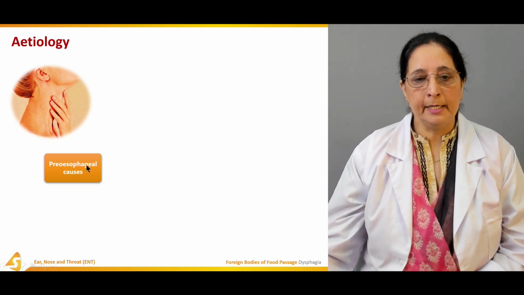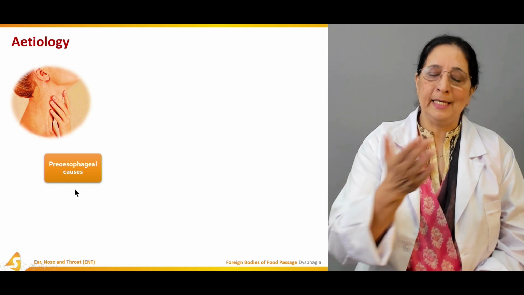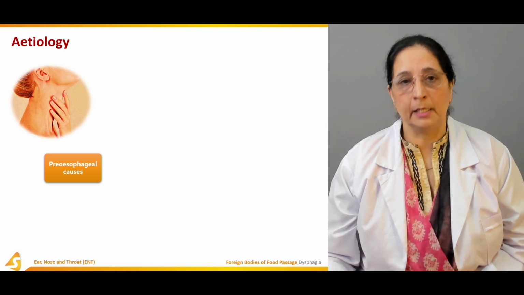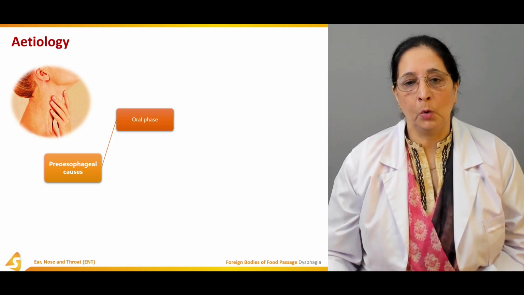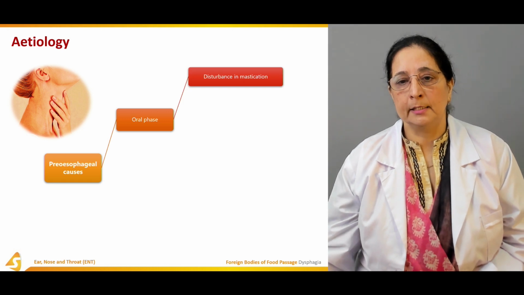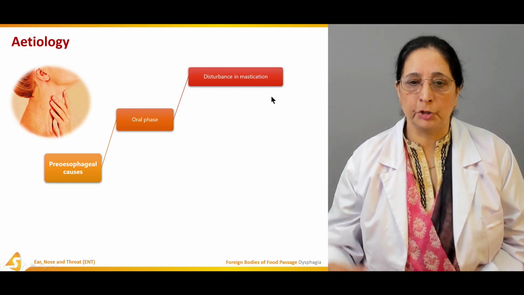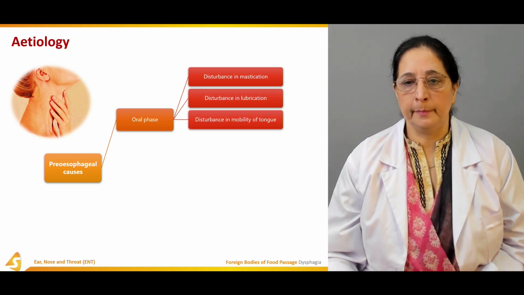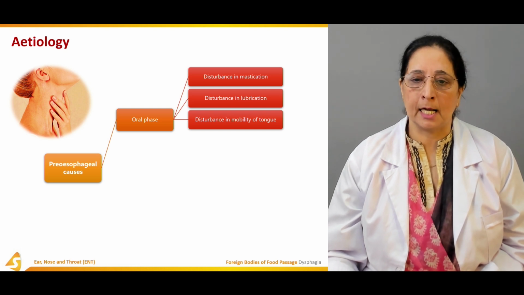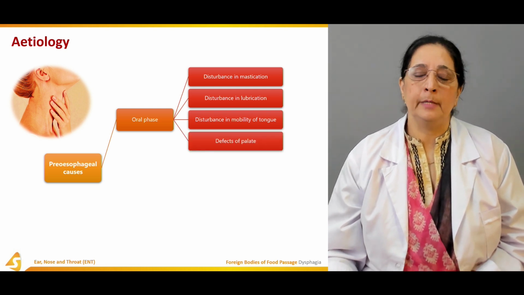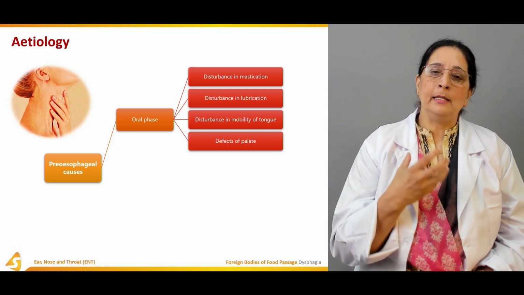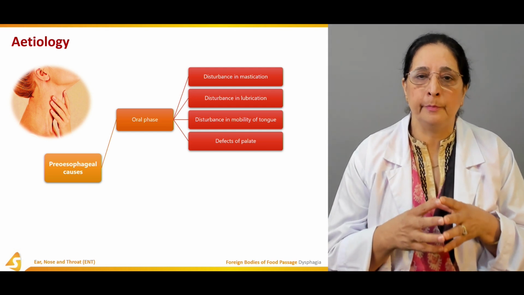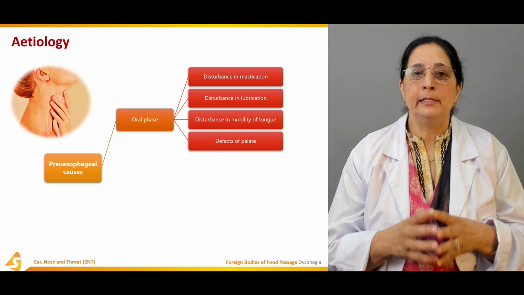Now, different causes of dysphagia. The pre-esophageal causes. Pre means before. So before the esophagus, what are the causes that can cause dysphagia? The oral phase: disturbance in mastication or chewing the food, disturbance in lubrication, disturbance in motility of the tongue, defects of the palate. So it's important that the food we ingest should be in proper shape or condition before we swallow it to avoid dysphagia.